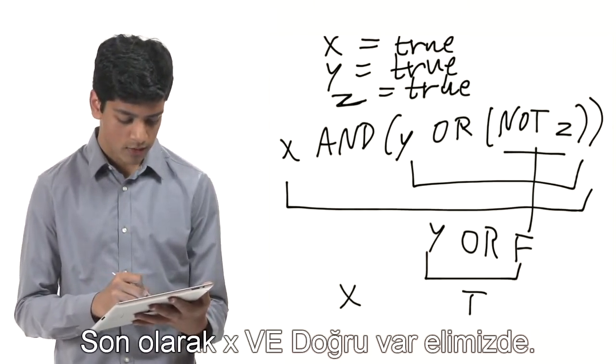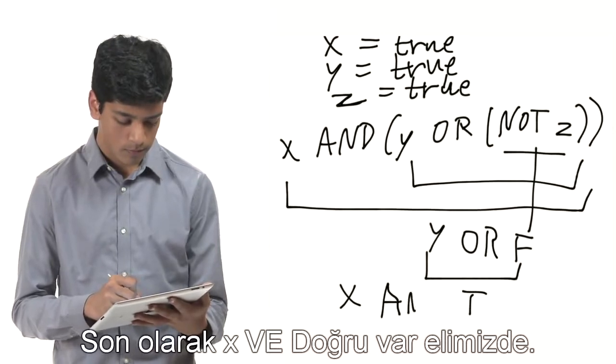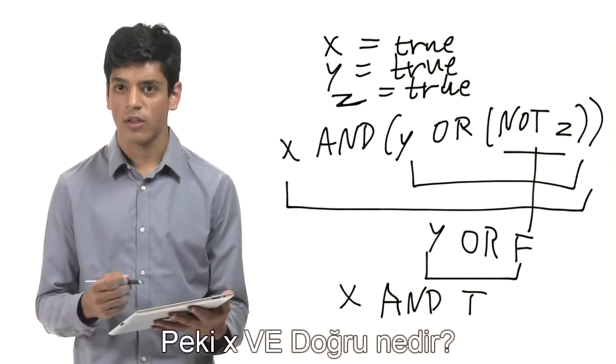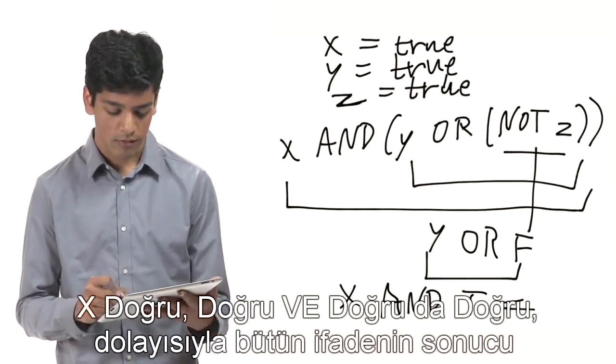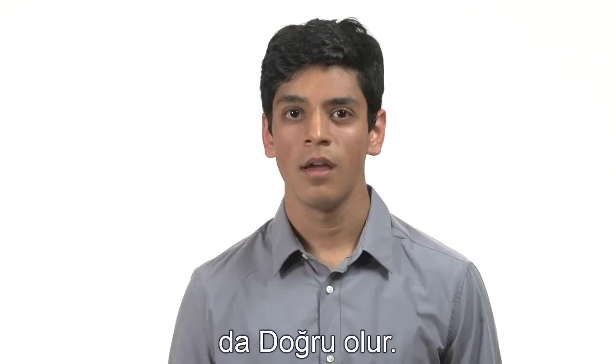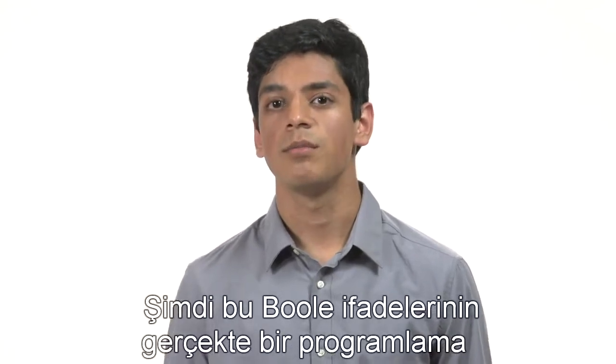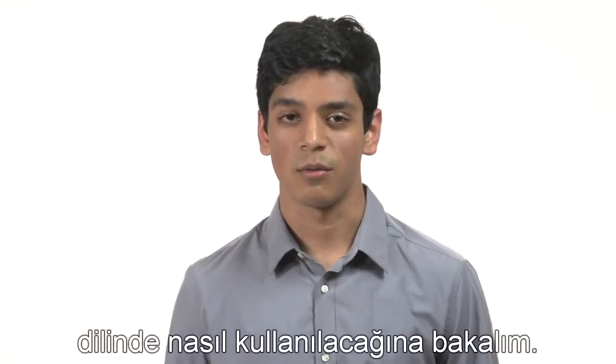Lastly, we have x and true. So what's x and true? X is true and true is also true, so this whole thing evaluates to true. Next, let's look at how these Boolean expressions can actually be used in a programming language.